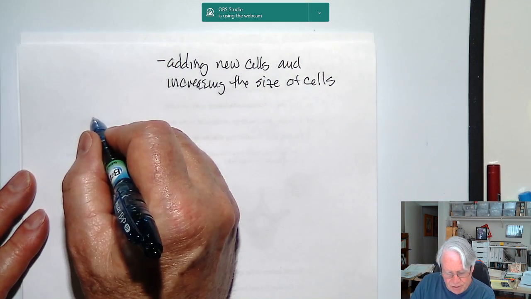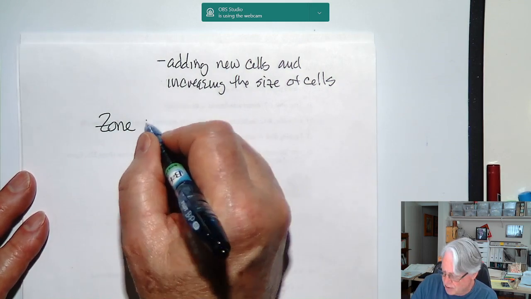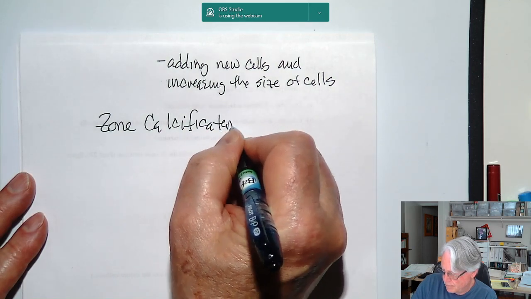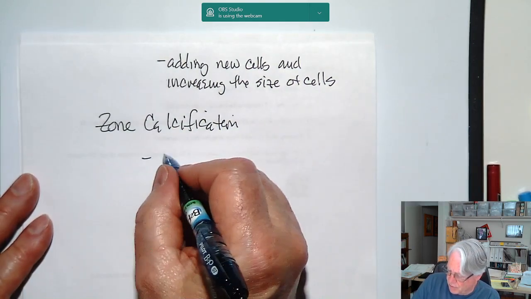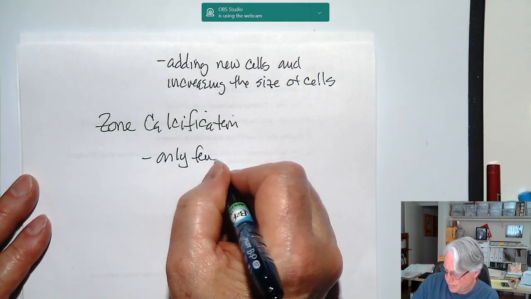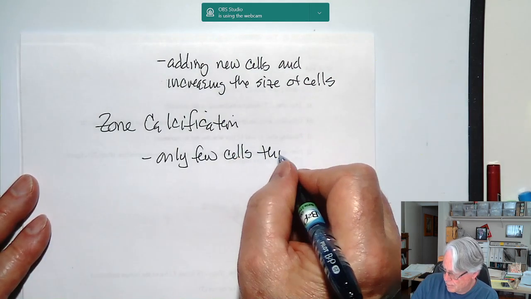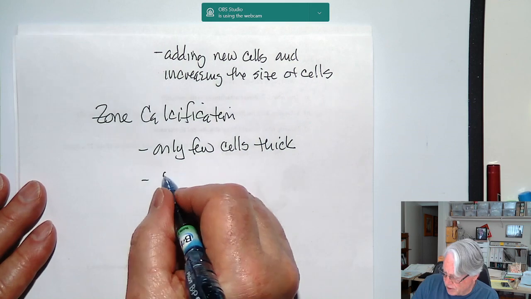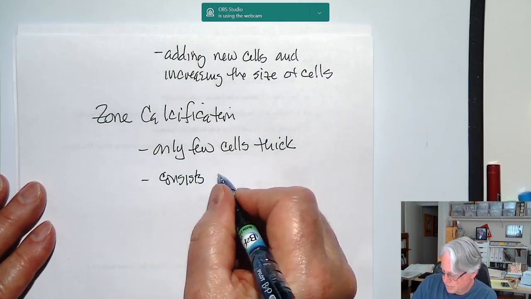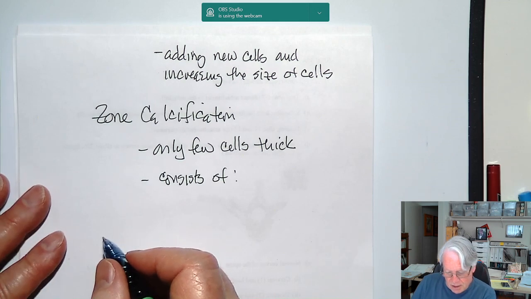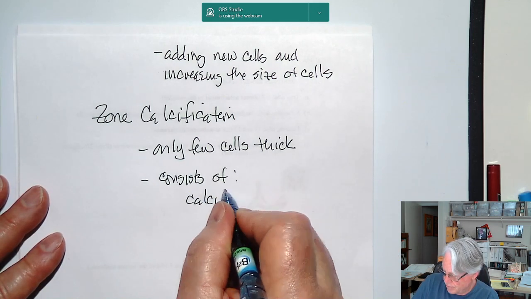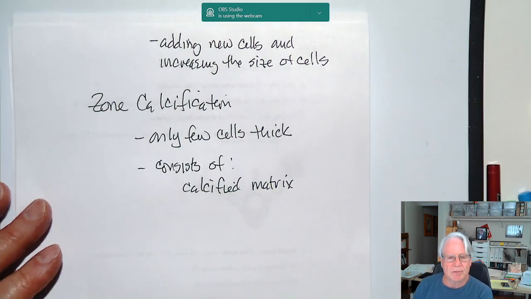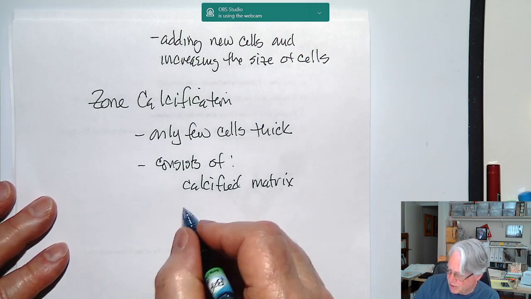The final zone, which is going to be the zone of calcification, is only a few cells thick. Only a few cells thick. And it consists of calcified matrix, and that would be cartilage matrix, and dead cells.